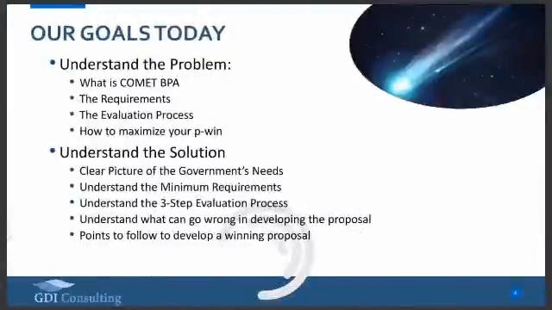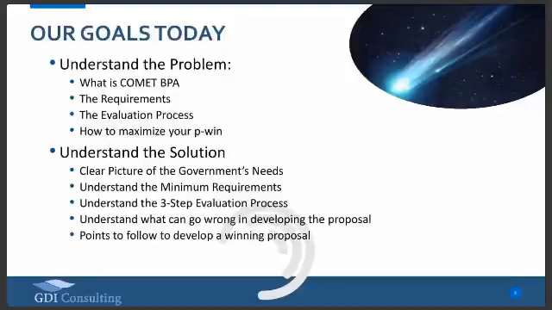All right, so our goals today: we're going to tackle what is the COMET BPA and the nature of that offering itself. Next will be the requirements for submission, such as they are right now without a finalized RFP. We're also going to tackle the evaluation process. This is that staged review that we were talking about, and also how to maximize your P-win, how to get the right strategy together for each organization, and keeping an eye on the priorities for the evaluation itself.